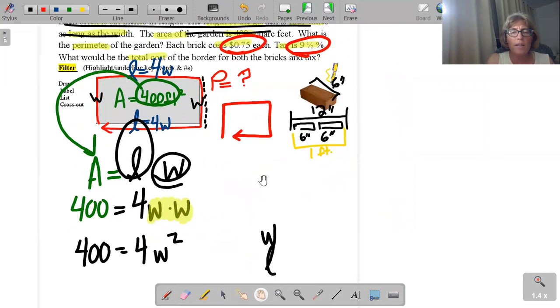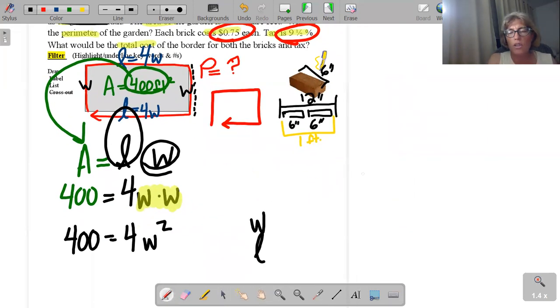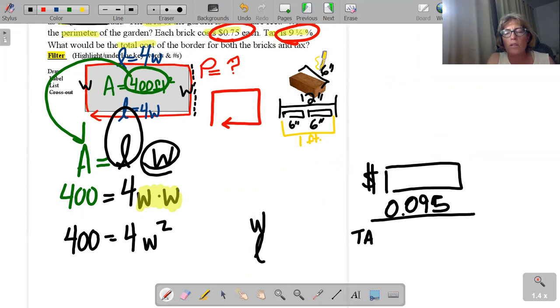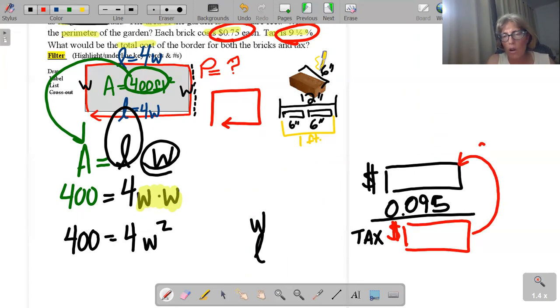How do you do tax? You get a subtotal. Then you're going to multiply it by 0.095, which is 9.5%. That will get you your tax. Whatever your tax money is, you add it back onto the original subtotal to get your total cost.